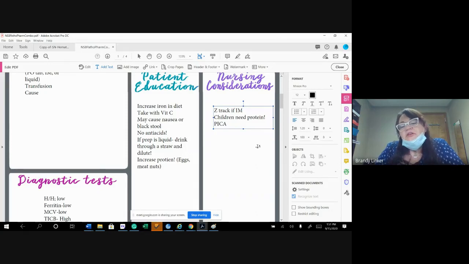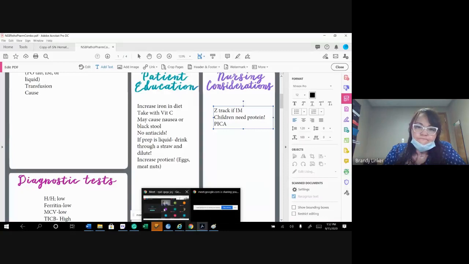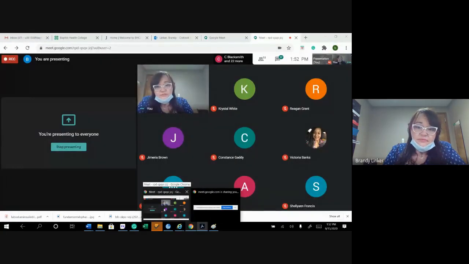Also, you may have the parent or child or person, whoever's got the anemia, complaining of pica. That's when you have an urge to eat something that's not food. Usually it's like dirt or pennies, and that's because you need the minerals in the dirt. There's a lot of iron in dirt, or the minerals like the iron and the copper from the pennies. People actually have cravings for those things, and that's what that is. It's pica, usually due to an iron deficiency. Questions?